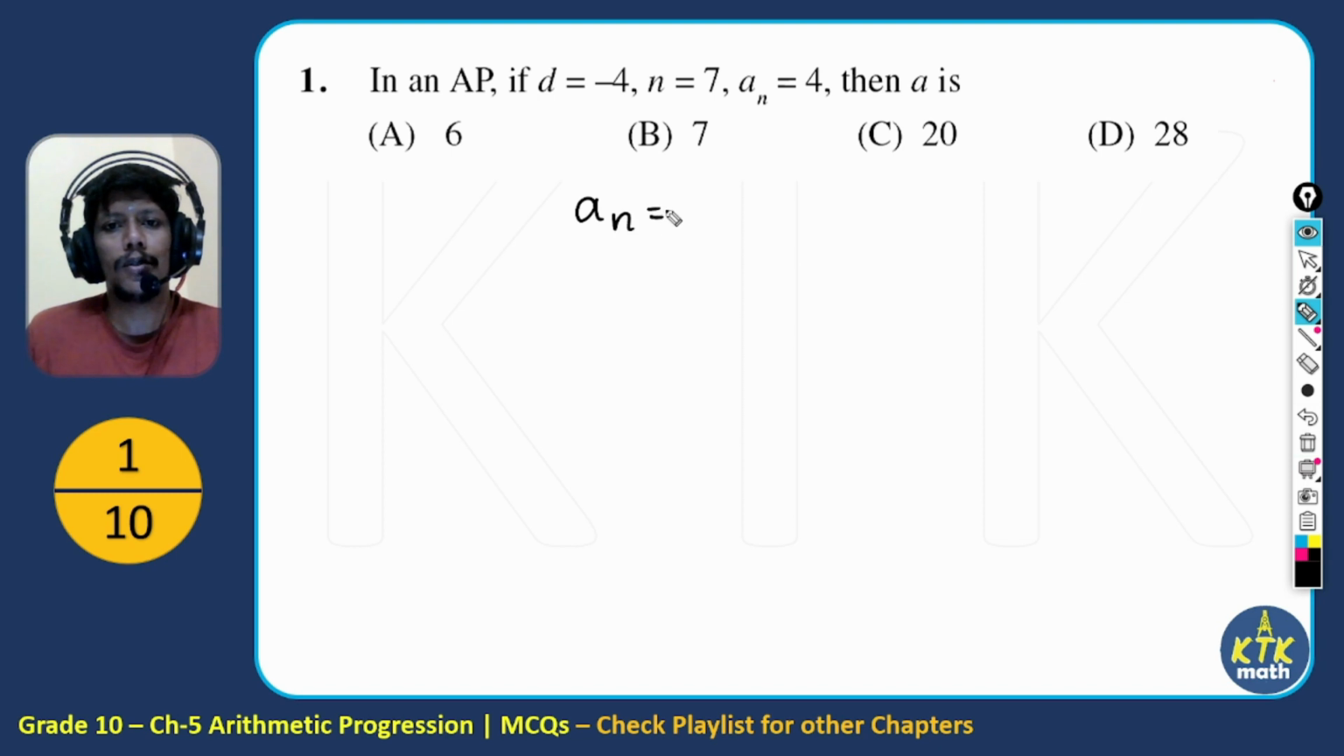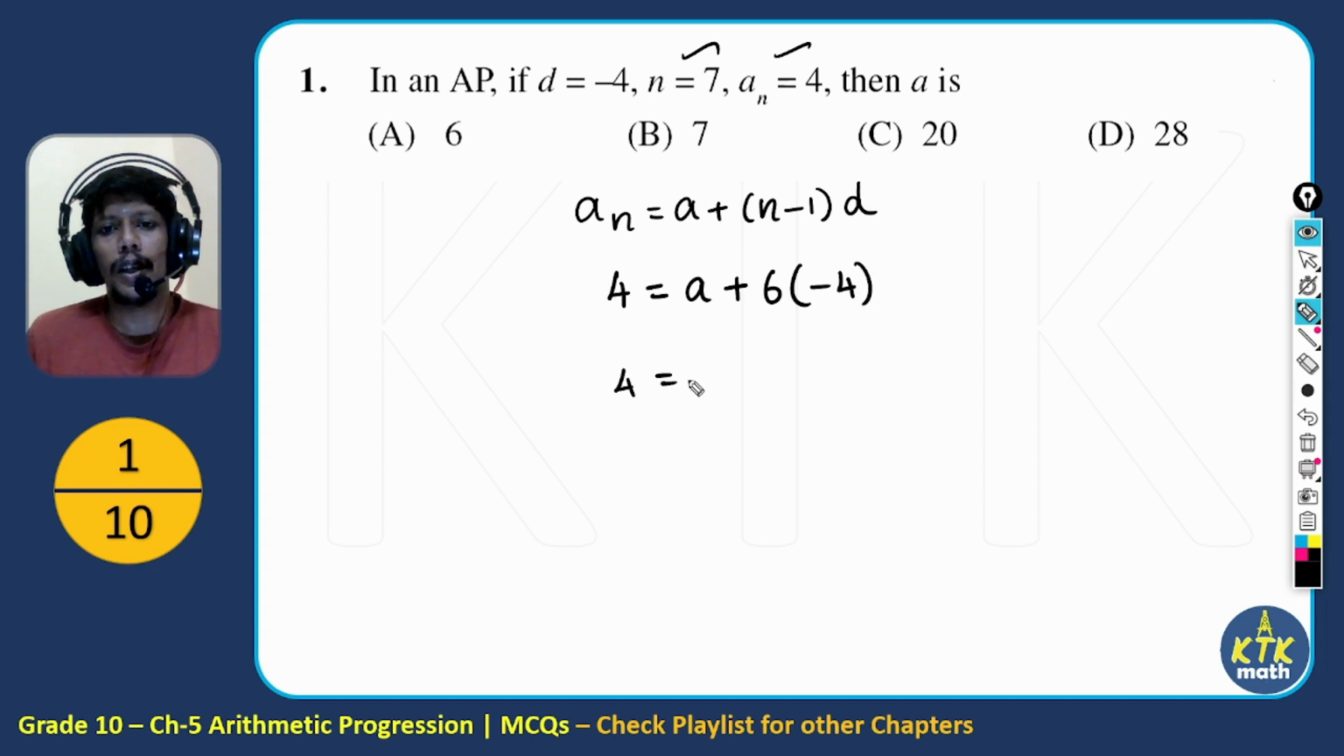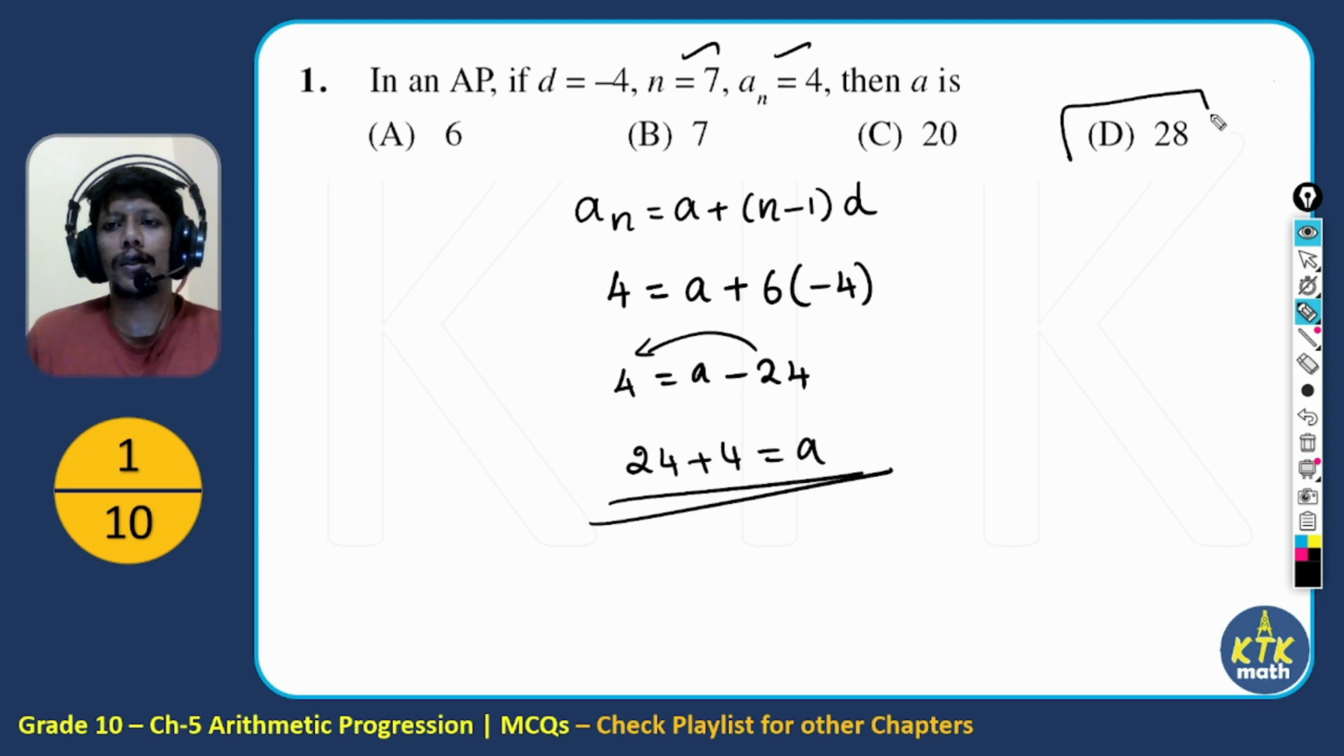To find a particular term, we can write a_n is equal to a plus (n minus 1) times d. Okay, so what information did they give here? The n value they gave, so n value means a_7 is 4. So you can write 4 here, and the a value we are supposed to find, n minus 1. n is 7, so minus 1 is 6, times d is -4. So 4 is equal to a minus 24. So minus 24, when transferred to the opposite side, becomes plus 24. Already 4 is there, so your a value is 28.